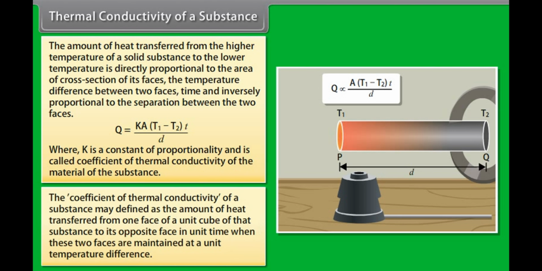The coefficient of thermal conductivity of a substance may be defined as the amount of heat transferred from one phase of a unit cube of that substance to the opposite phase in unit time when these two phases are maintained at a unit temperature difference.